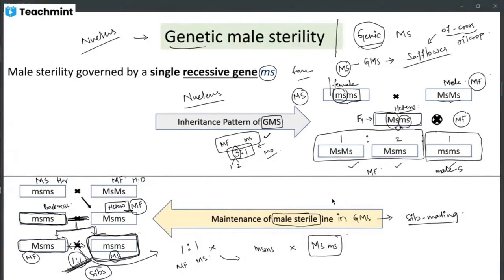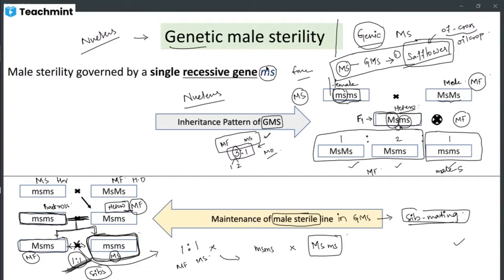So this is your genetic male sterility. One of the most important questions in genetic male sterility: male sterility which is governed by the dominant allele can be seen in safflower. Okay, so please remember this one. And the maintenance of your male sterile line is done by the sib mating technique, right? And this is the entire case of your genetic male sterility.